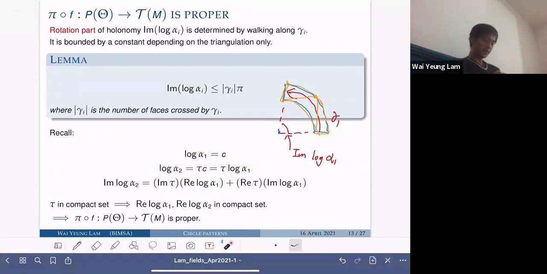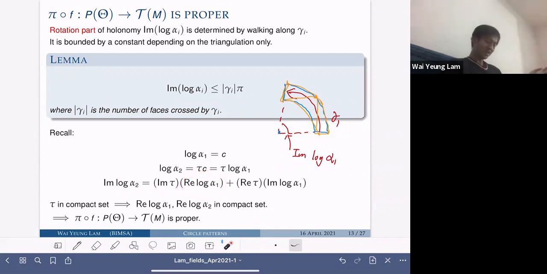Now what we are going to do is take the imaginary part of these equations. If I take the imaginary part of this one, I get this. And if I take the imaginary part of the other, I get the imaginary part of this times the real part of this, plus the real part of this times the imaginary part of this. Now this equation is very useful because I know that this is bounded, and this is also bounded. If my conformal structure in the Teichmueller space stays in a compact set, tau is bounded in a compact set, and this is bounded, and this is bounded away from zero. So altogether, this is also in a compact set.